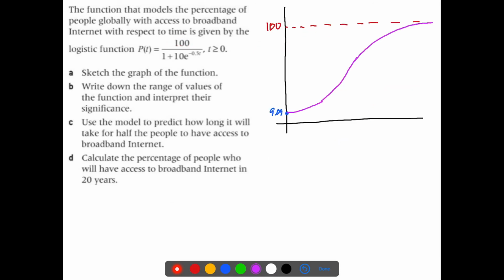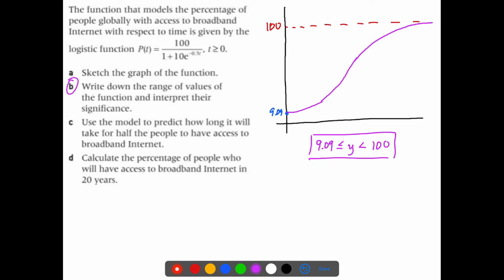All right, so I've moved the graph up out of the way a little bit so that we can talk about the rest of these questions. So letter B is write down the range of values of the function and interpret their significance. Well, the maximum that it goes is 100. So the range has to be less than 100, not equal to, because it's not going to get there according to a logistic function. It's realistic. There are some people that just won't ever be able to get the internet. And then, of course, starting at time 0, the lowest possible number here is 9.09. So whenever we started taking the data, 9.09% of the population already had broadband. All right, so there's your range.